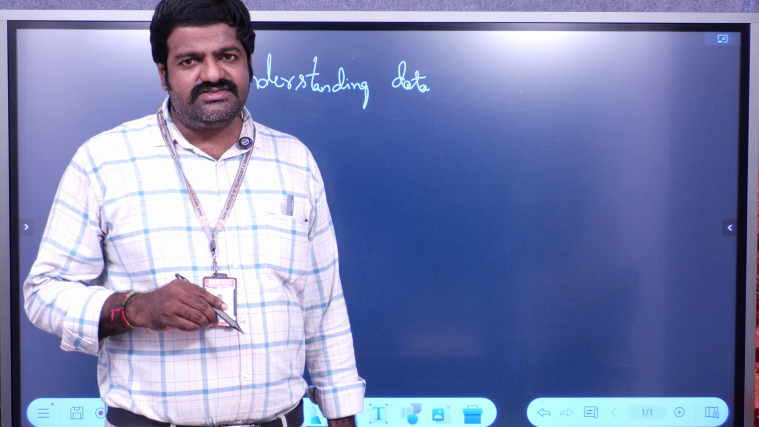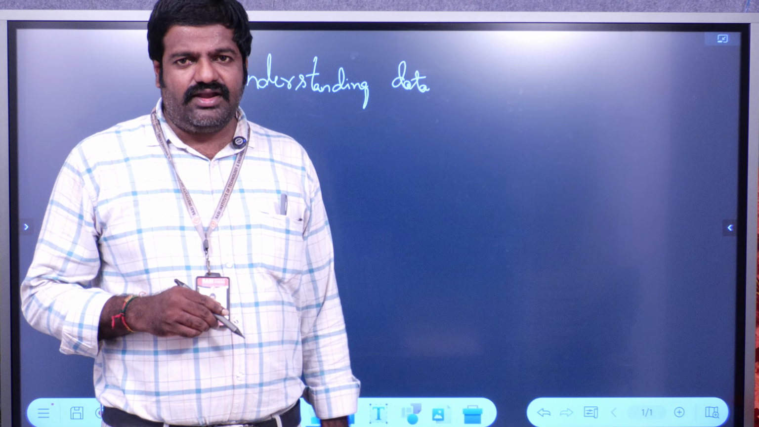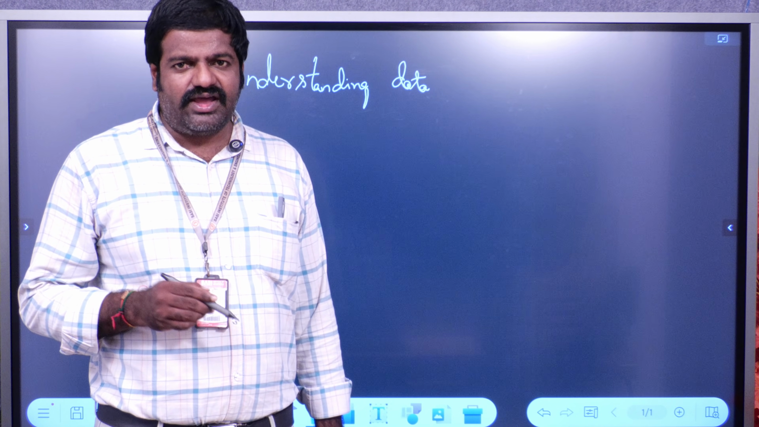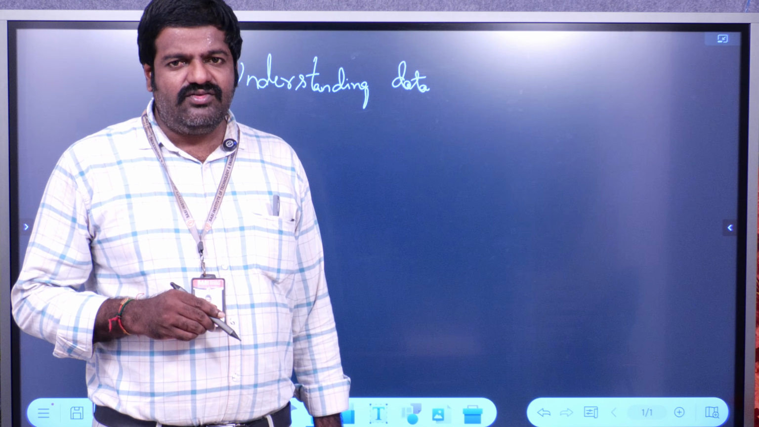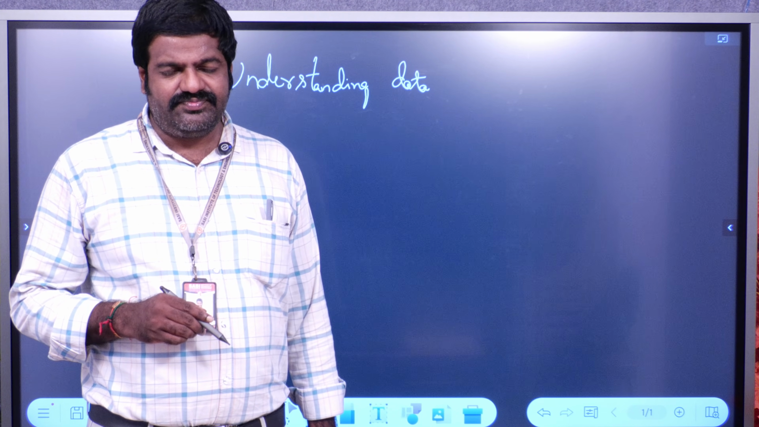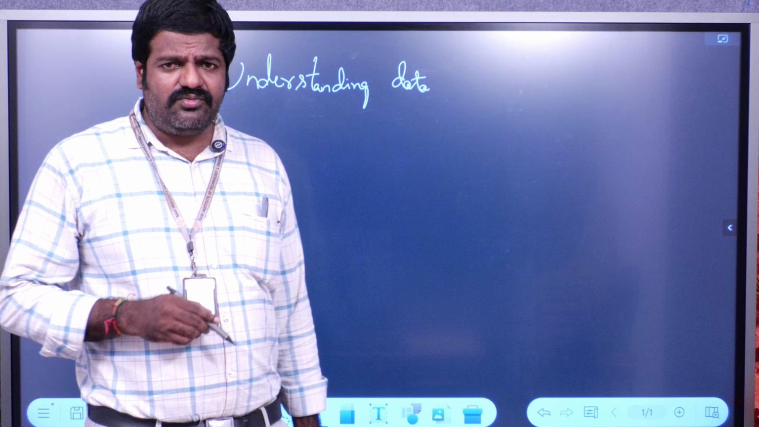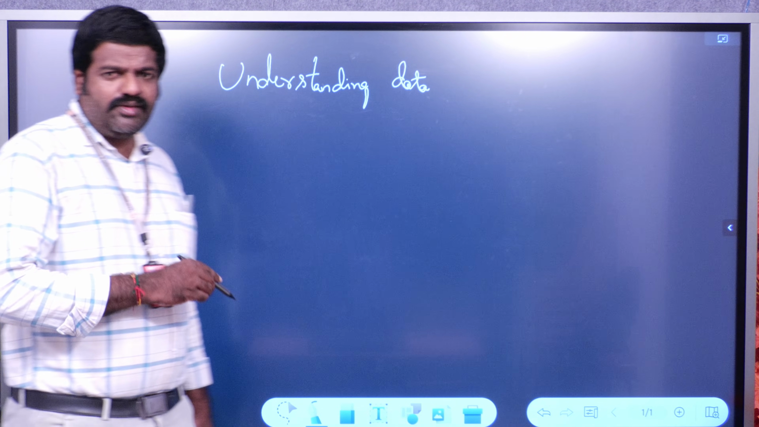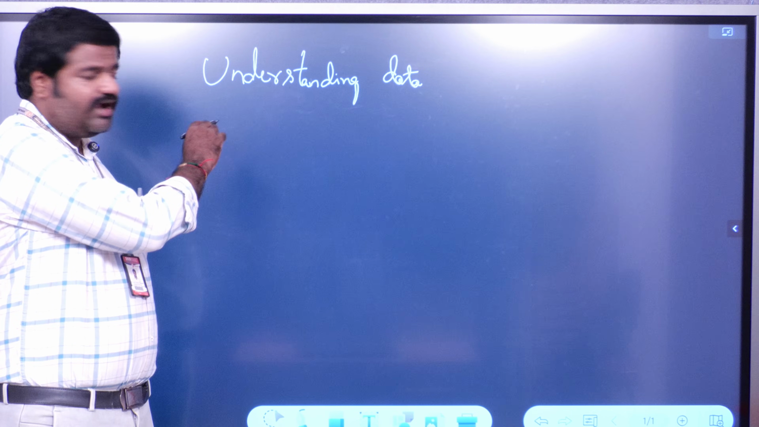In the previous class, we saw what the steps in data analysis are. First we need to gather the data, and then we need to construct the model. After that, we need to perform the data analysis. Once we have collected the data, we need to understand the type of the data. So in today's class, I'm going to deliver the class on understanding data.